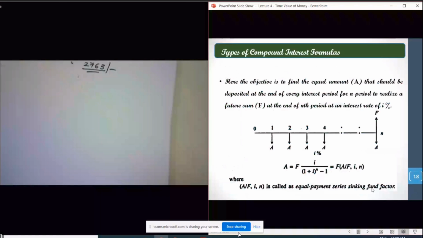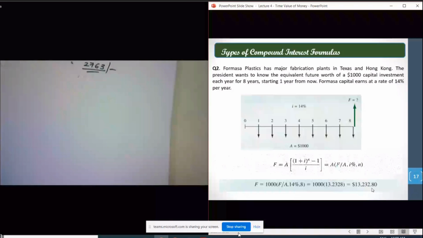So the next type we can do in the next class. It is similar to this type only. The only thing is, instead of future value, we will be calculating the annual value. So that we will look at in the next class. Any confusion here? Were there any doubts? No, sir.